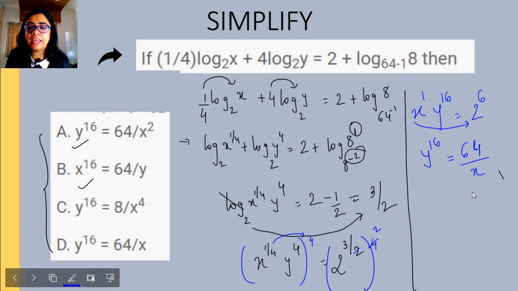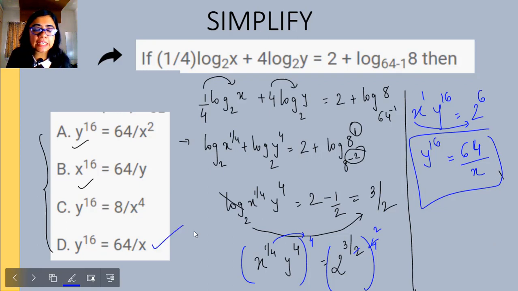So this will become x. So this is your final relation, which can be observed in option D. So option D is your right answer. Okay, I hope this is clear.